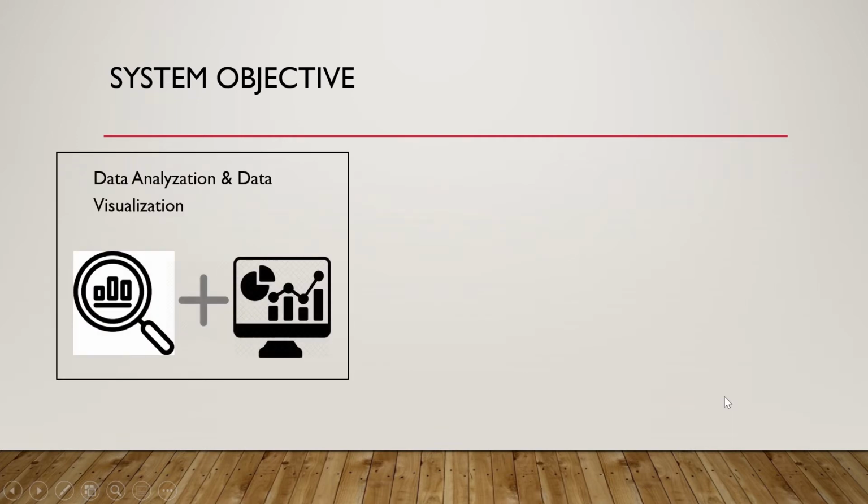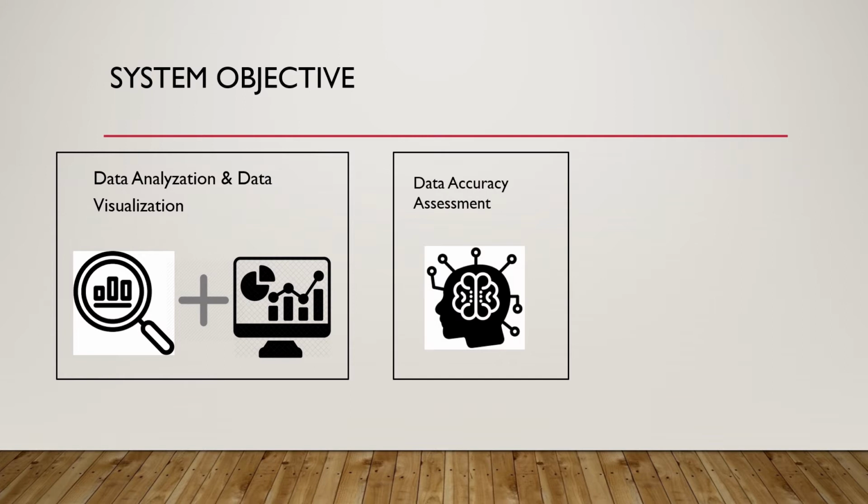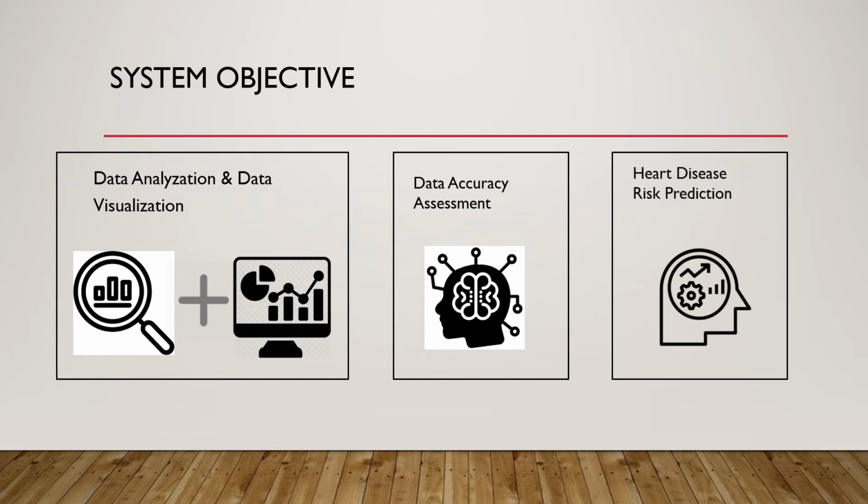For the system objectives, the first one is that the project will analyze the heart disease dataset and present the result in graph form. The second is that two machine learning algorithms, LR (Logistic Regression) and DTC (Decision Tree Classifier), will be used to analyze the accuracy of the dataset. The last is heart disease rate prediction. This project will predict the risk of heart disease for the user in percentage form and will list out the possible diseases for the user.